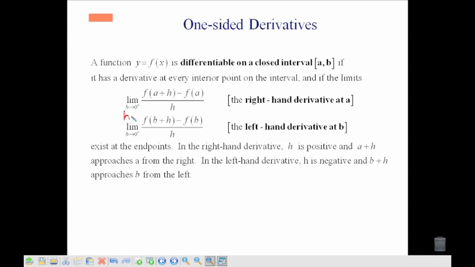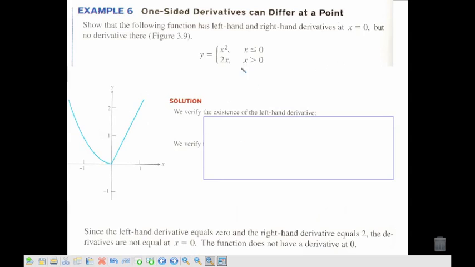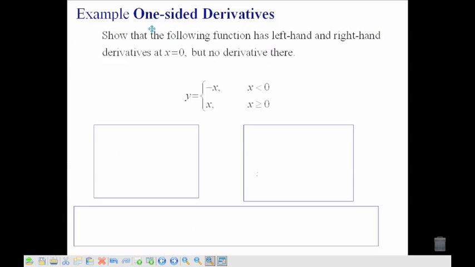We can also have one-sided derivatives. Notice how this is written as saying h approaching 0 from the positive side or h approaching 0 from the negative side. This might be important in, for example, an absolute value function where I have a different slope on each side, or it might be important for a piecewise function where I might or might not have a different slope on either side, and we want to find out if they are coming together. In this example, we'll be looking at one-sided derivatives of a piecewise function. We want to show that it has left-hand or right-hand derivatives at 0, but not necessarily a derivative there.